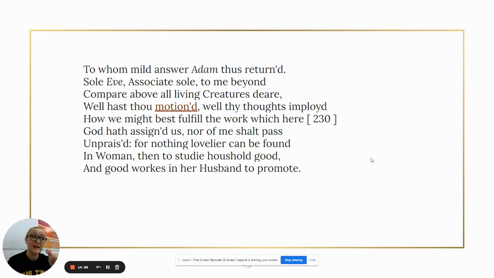Now, this is a really key point. This forms part of Milton's views on what a successful marriage would be, that good works in her husband to promote. It was your Christian duty as a man to work to serve God. And if your wife was not helping you do that, then she basically wasn't a good wife. Now, there's kind of no such thing as the middle class in the 1600s, but this isn't a luxury that's afforded to people with no money.